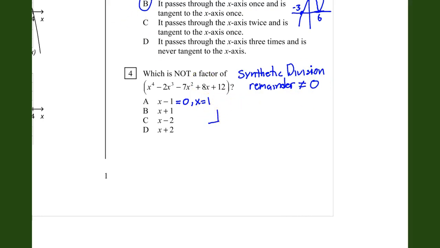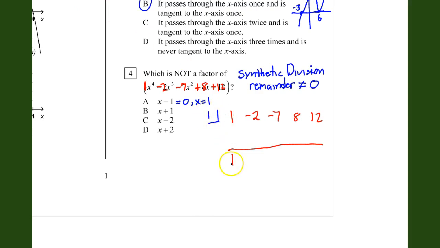So our coefficients are going to be 1, -2, -7, +8, and then +12. So 1, -2, -7, +8, and +12. Okay, and just bring down the first number, and we are testing right now number 1.